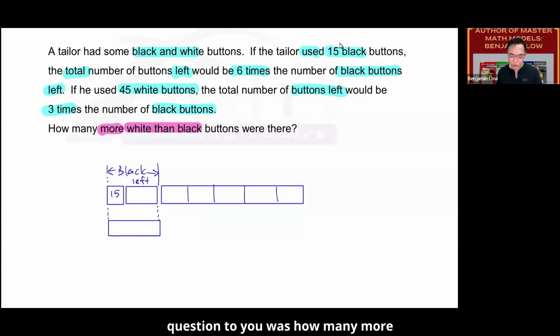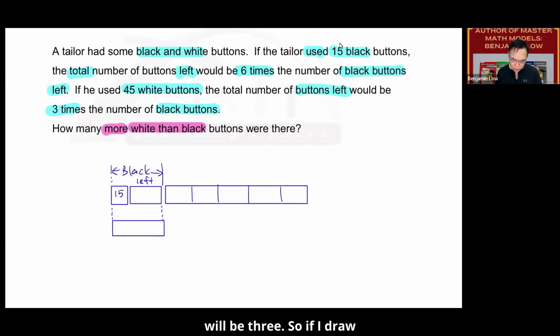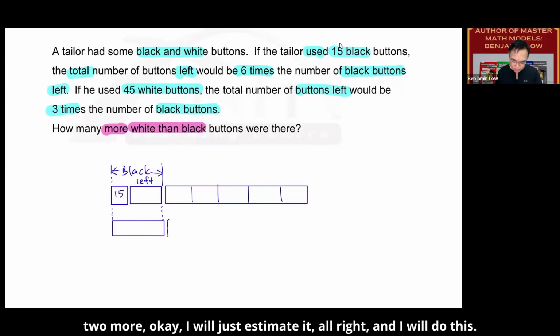So my question to you was, how many more of these do I need to draw? And the answer is 2 more, because the total will be 3. So if I draw 2 more, okay, I will just estimate it.